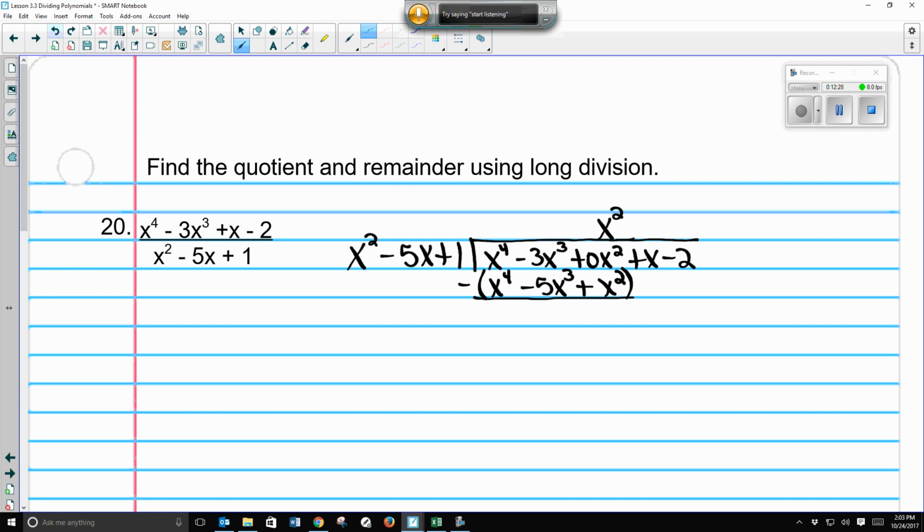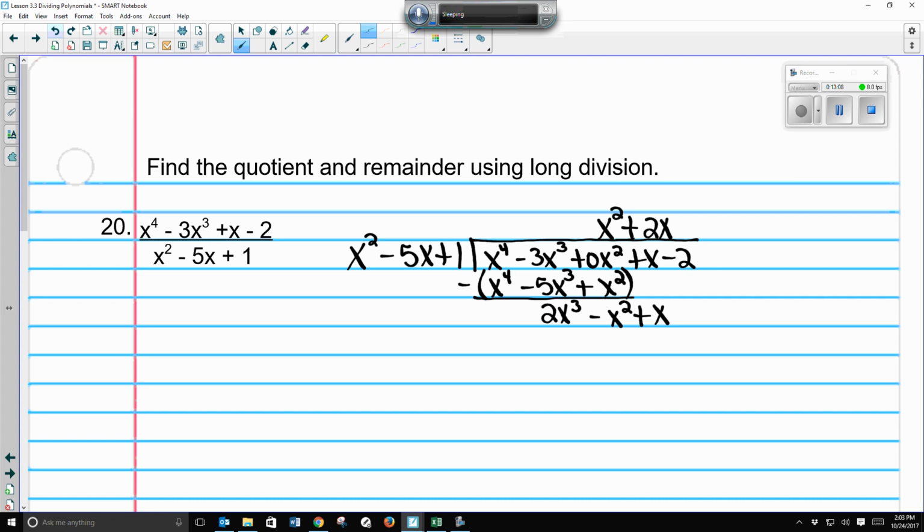So 0, negative 3x cubed plus 5x cubed is 2x cubed. 0x squared minus x squared is negative x squared. That one's a little tricky there. Bring down your x. How many times does x squared go into 2x cubed? 2x.